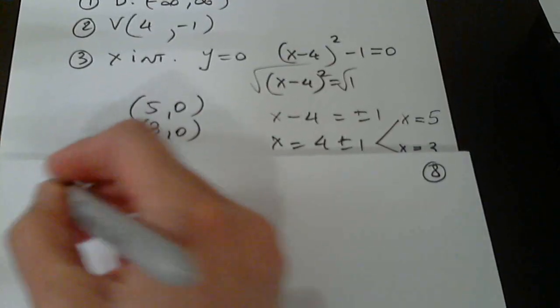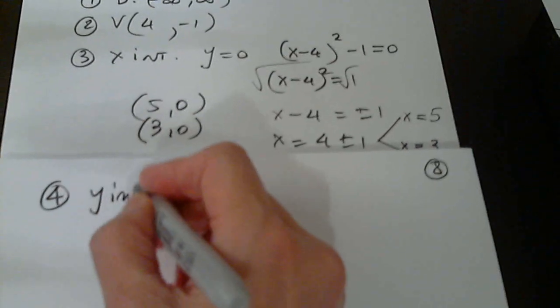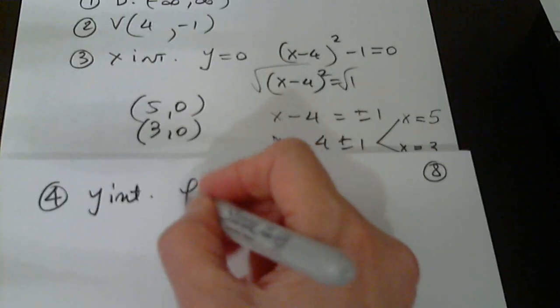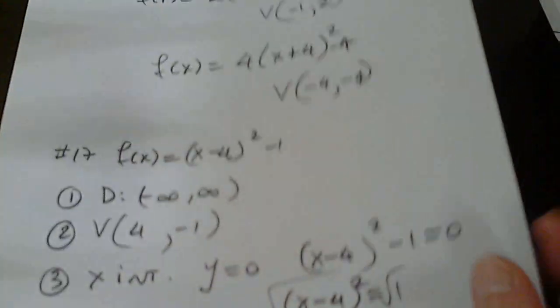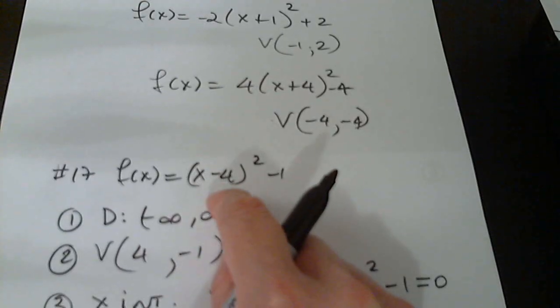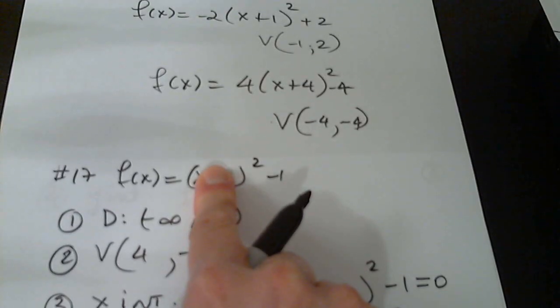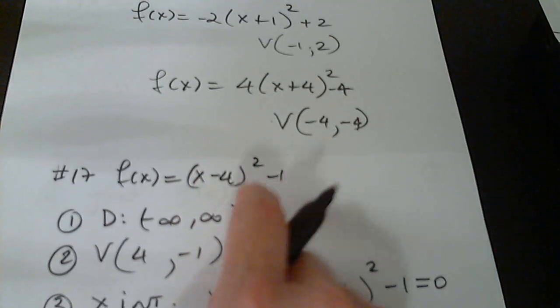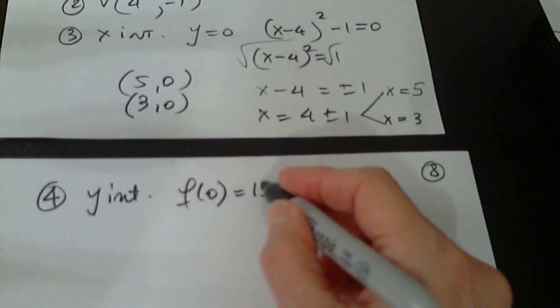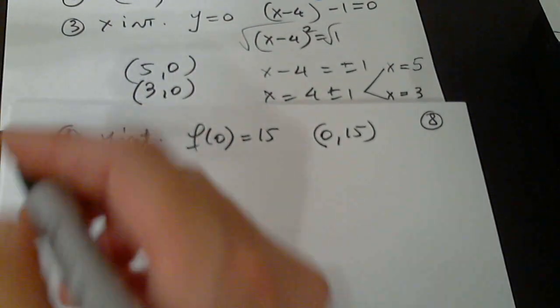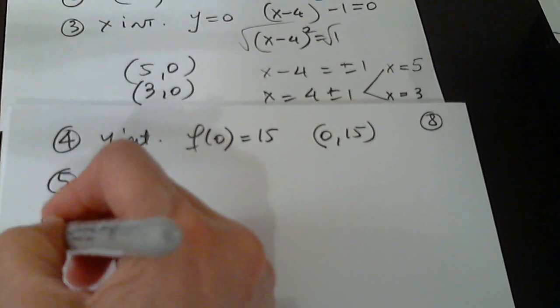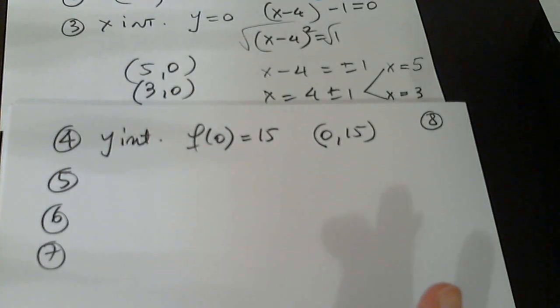So in number 4, we have the y-intercept. Now that may be slightly more difficult because now I have to be careful. 0 minus 4 is negative 4. Negative 4 squared is always a positive number. 16 minus 1, 15. So (0, 15). Then 5, 6, and 7, they're just words, basically.